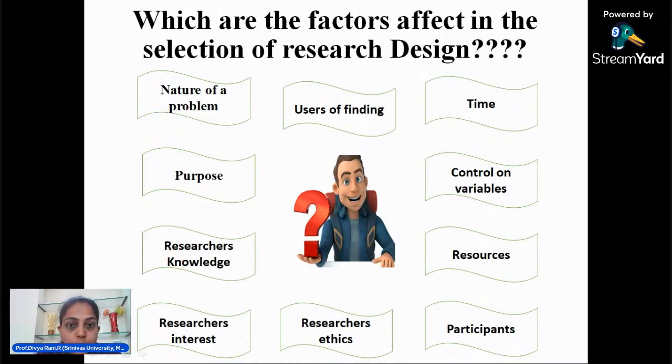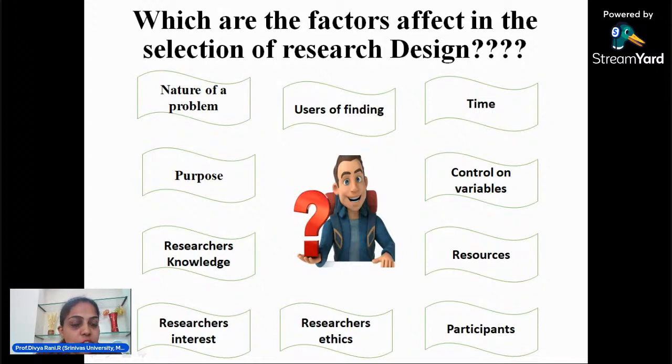For example, if you want to know anything regarding a particular scenario or you want to get a response from the patient, maybe you will have to choose a qualitative research design. Next one, purpose. That is whether you want to describe a phenomenon, explore a phenomenon, or correlate or compare a particular phenomenon. Based on that, your research design will be decided.